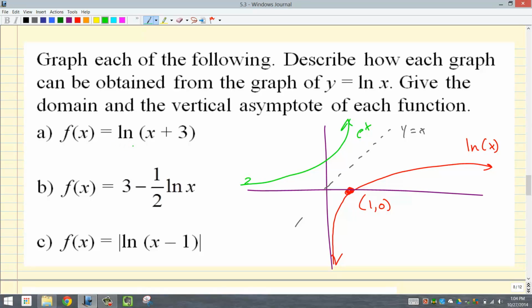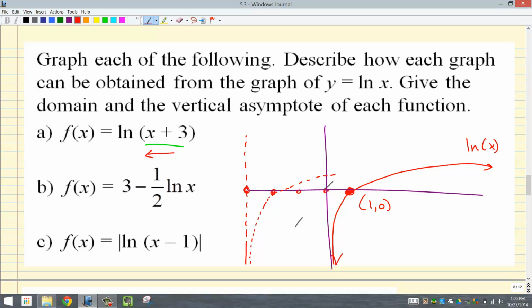So if we say the natural log of x plus 3, that means we're going to shift this thing 3 units to the left. So grab this point and move it 1, 2, 3 units to the left. And then you basically draw, if you go out 4 units, there's a vertical asymptote here. You're going to draw this graph the same way. There's no stretching, no squishing, no crunching it down. You're just shifting it to the left. So this would be the natural log of x plus 3.